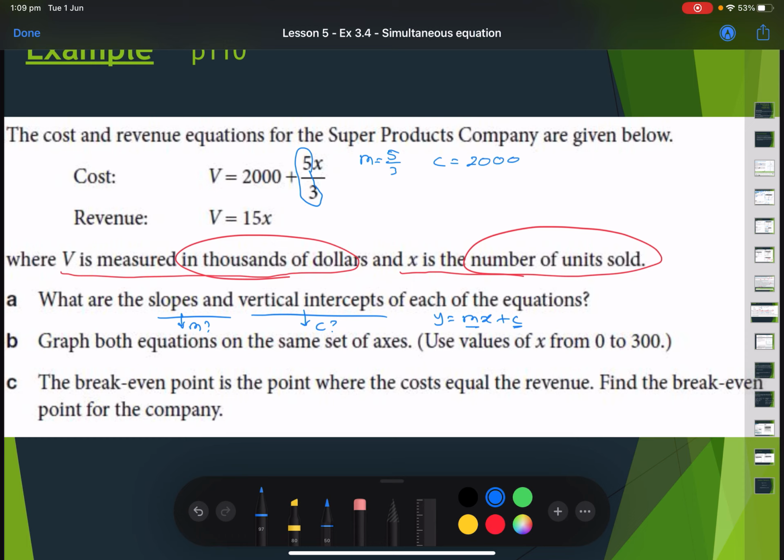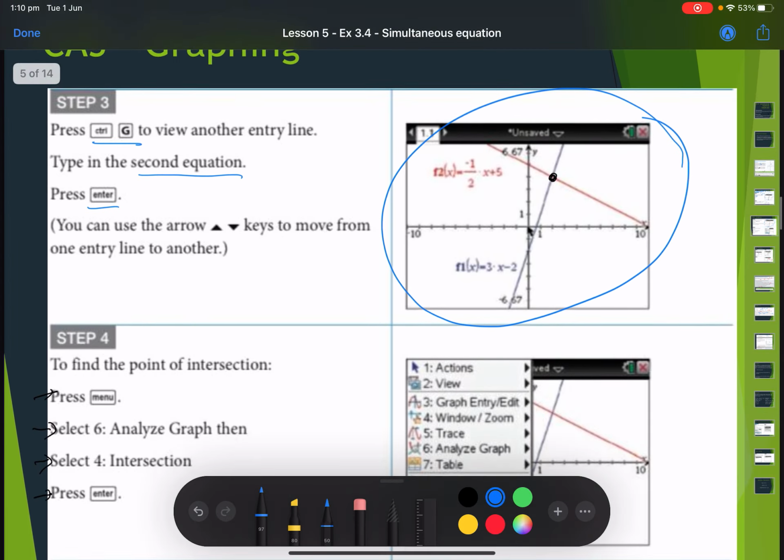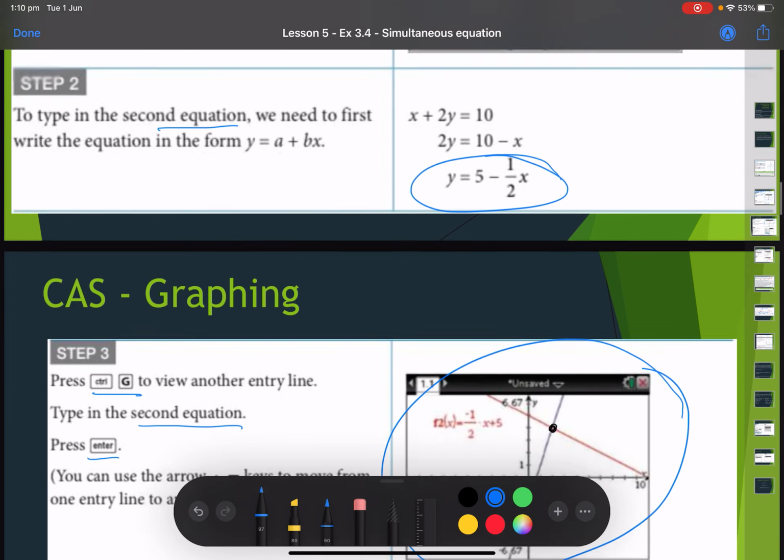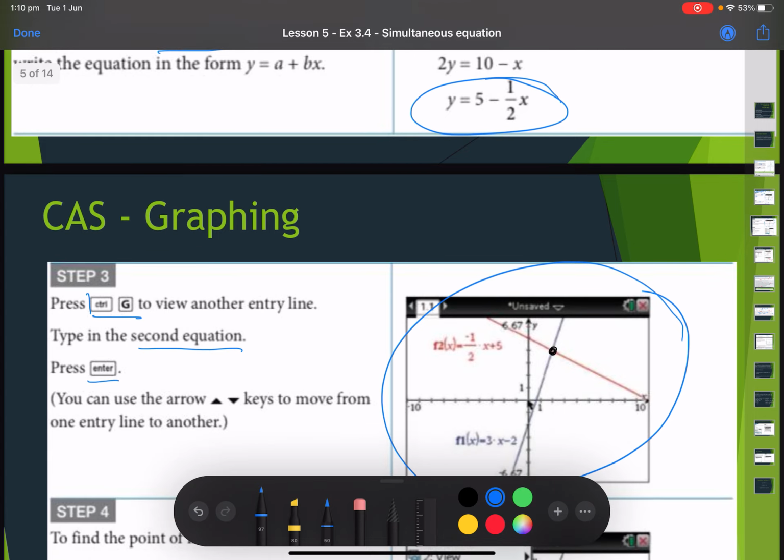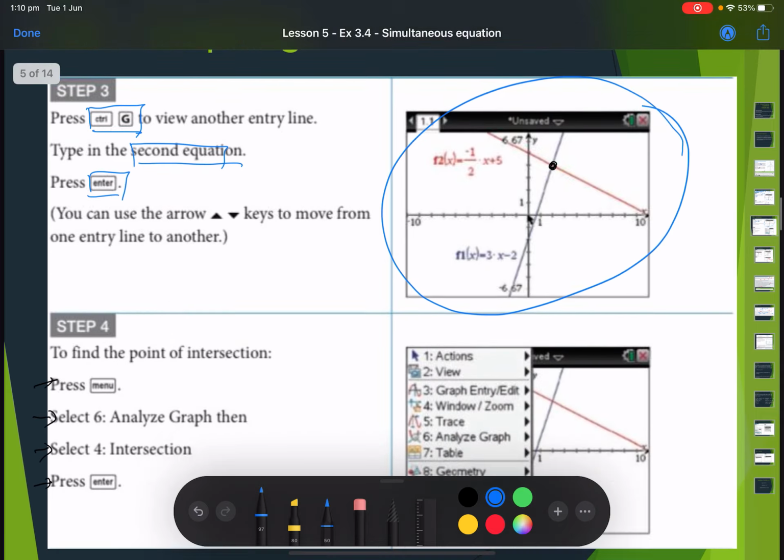All right, looking at this next one, okay, our slope, our gradient is what's before the x, so our m here is going to be 15, and our c value, okay, our vertical intercept, there's nothing there, so it's going to be 0. We have then been asked to graph both of the equations on the same set of axes, so you would use your CAS calculator, okay, and put in both of those equations, making sure to follow those steps from up here, okay, making sure that you do your first equation, okay, and then to get your second equation, you need to do Control G, type in your second equation, and then click enter, okay.